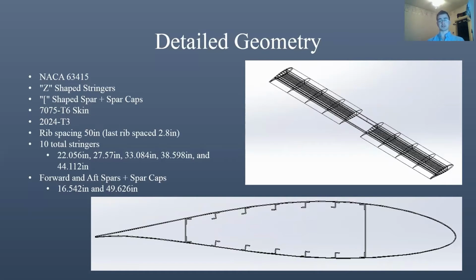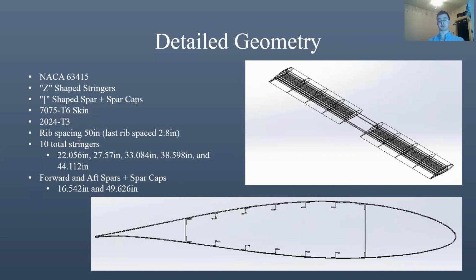The ribs were spaced 50 inches starting at the fuselage and working their way out, with the last rib spacing being 2.8 inches at the wingtips. There were 10 total stringers. They were placed equidistant apart between the rib, the spar and spar cap assemblies, and the positions measured from the leading edge are here. The stringers were placed above each other, so there are only 5 positions.